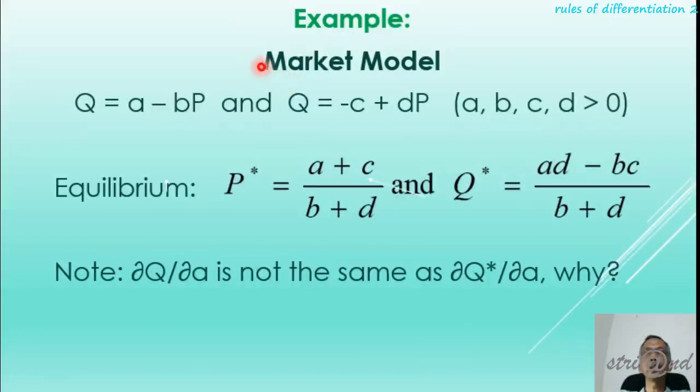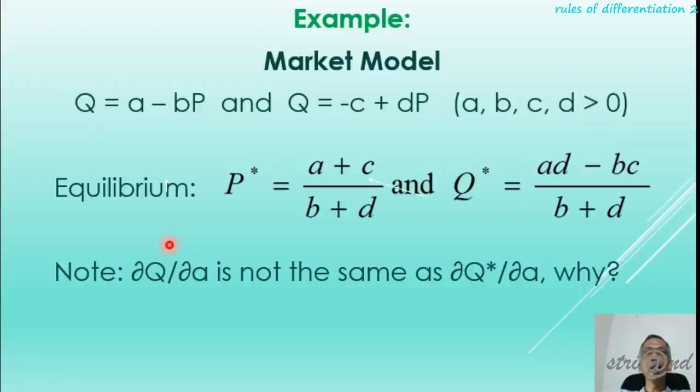Now we have another example of applying partial derivatives. This time it is for a market model. We have demand, we have supply, and a, b, c and d are all greater than 0. The equilibrium has also been given here. This is the price in equilibrium. The equilibrium price is ac divided by b plus d, and the equilibrium quantity is ad minus bc divided by b plus d.